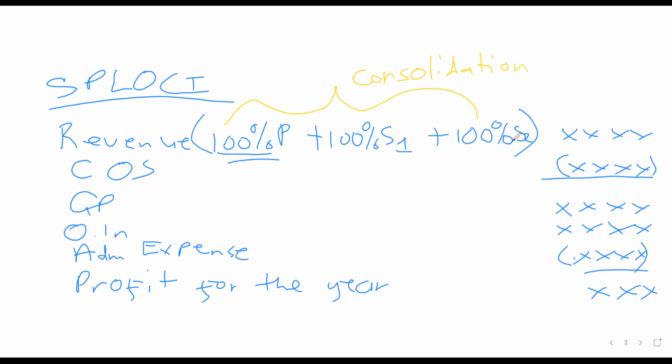So that's how the consolidation process works. You're simply taking, for each line item, so if it's cost of sales, you're also taking 100% of the cost of sales of P Limited plus 100% of cost of sales coming from S1 Limited plus also 100% of the cost of sales coming from the other organization, in this case, S2 Limited, right? So now this is what we call consolidation. So consolidation, you're simply taking 100% of the individual line items from the different organizations within the group setup. That's what we are doing.